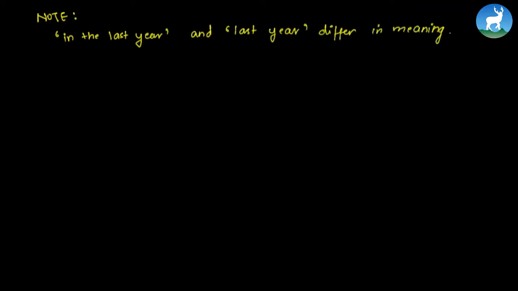Though they seem very similar, "last year" means the year before now. Which means if we are in 2016, last year means 2015. However, "in the last year" means a year ago until now. It does not mean the immediate last year. It just means a year ago until now. I'll explain it by giving an example.